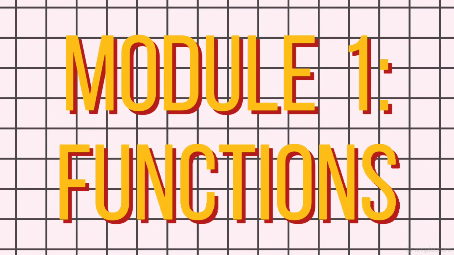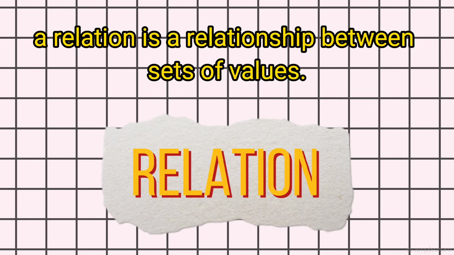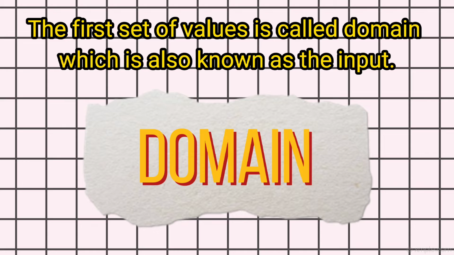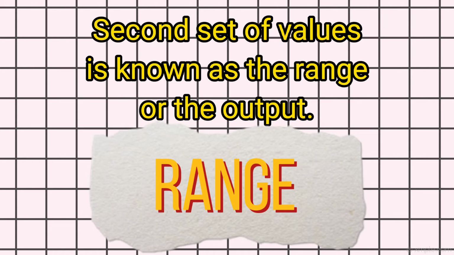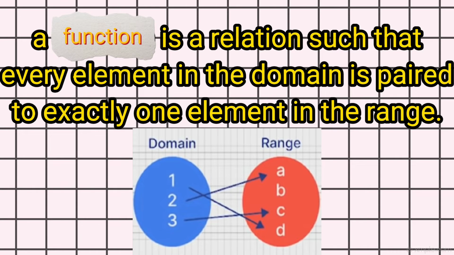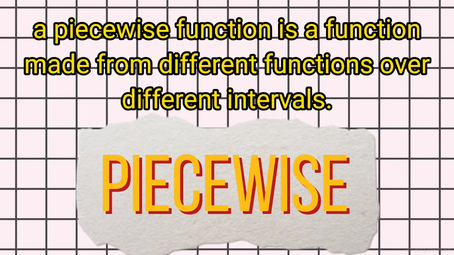Module 1, Functions. A relation is a relationship between sets of values. The first set of values is called the domain, which is also known as the input. The second set of values is known as the range or the output. A function is a relation such that every element in the domain is paired to exactly one element in the range. And for our last term, we have a piecewise function. A piecewise function is a function made from different functions over different intervals.